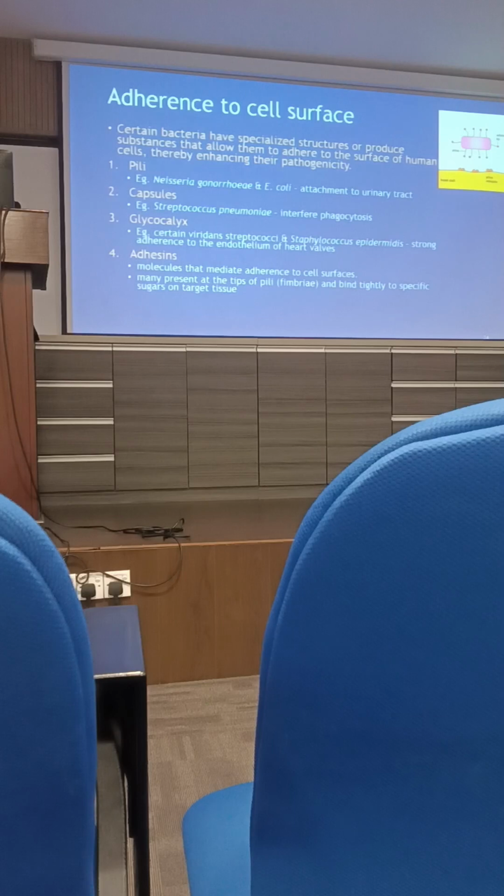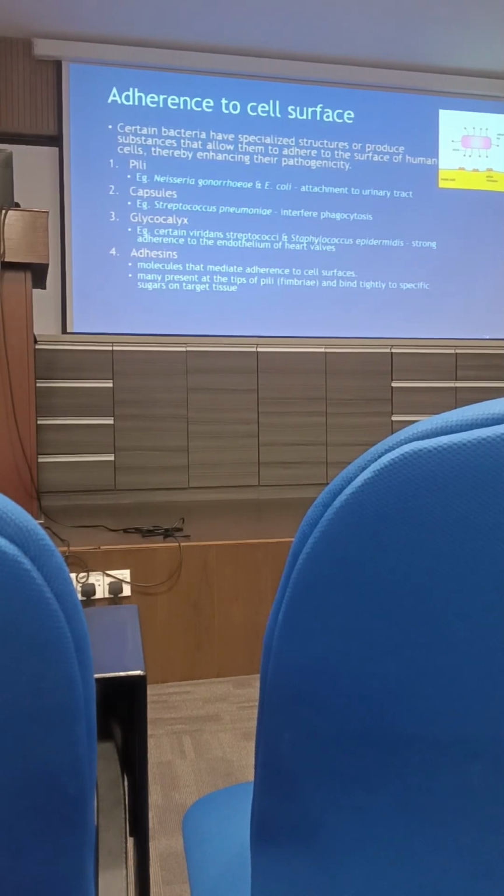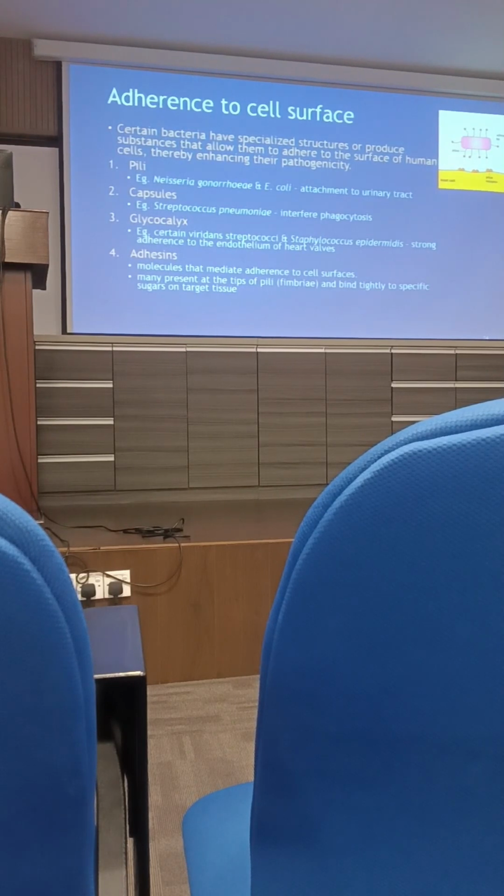Capsule. For example, Streptococcus pneumoniae, we saw transformation by the experiment by Griffith, right? Where he showed that the ability to produce capsule can be transferred between bacteria, even from dead bacteria to live bacteria. Remember? So that was the capsule, right? The ability to produce capsule in Streptococcus pneumoniae, right? And that interferes with phagocytosis.